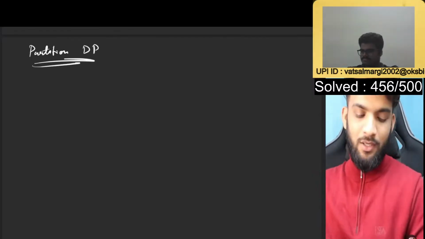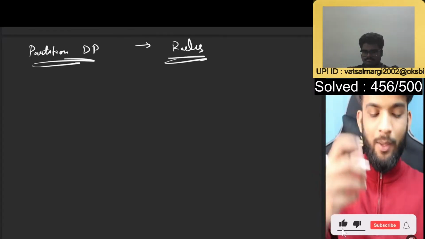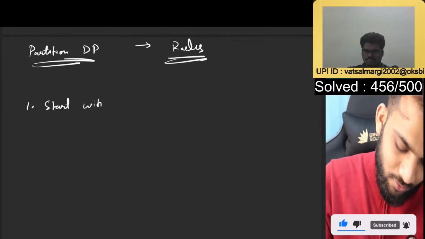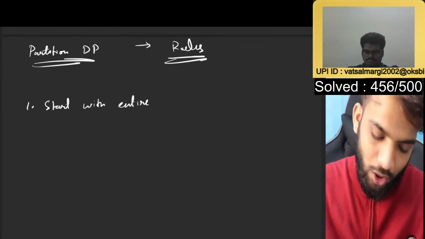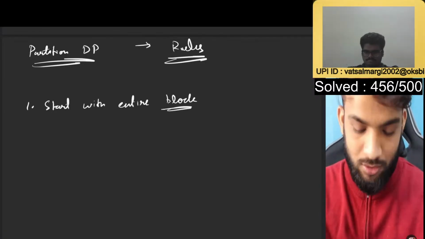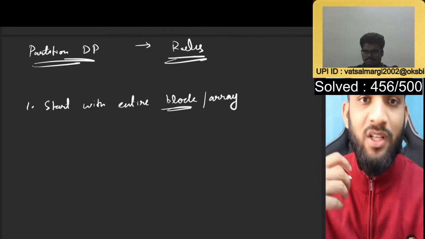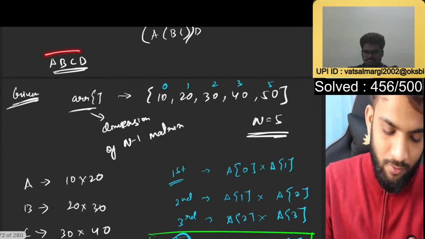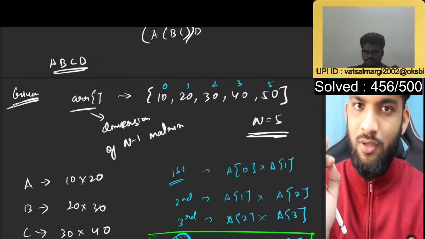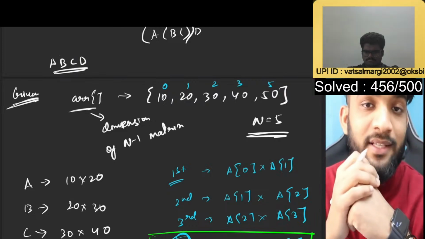Again, whenever there is a pattern of DP, you have certain rules. Rule number 1: start with the entire block or array. What does this mean? Over here, we have 4 guys. So you tell the function, hey, take the 4 guys and give me the answer.